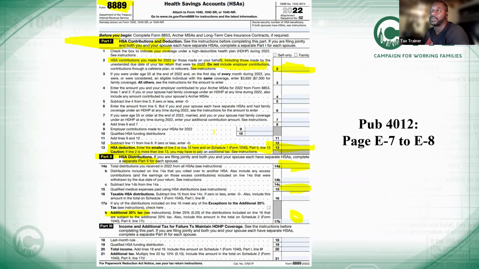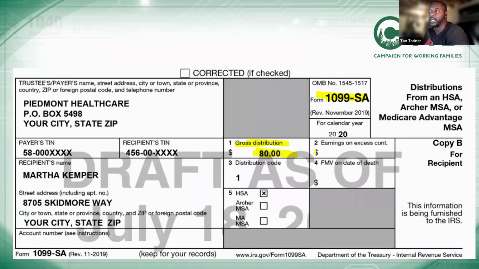All right. 13 is HSA deductions. But this is what's happening behind the scenes. This 8889 form is being filled out behind the scenes. Okay. All right. So some key takeaways. Again, the 1099-SA is how much money I took out of this HSA.